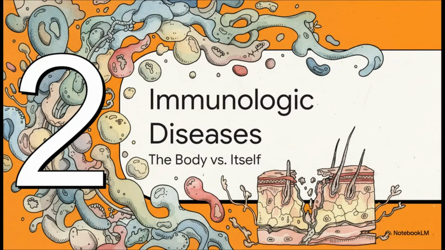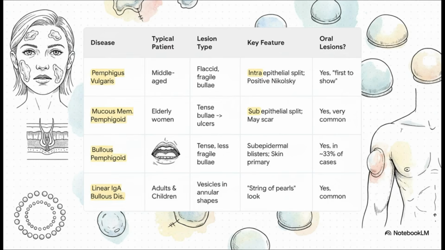All right, let's switch gears to our second category. In this group, the problem isn't some virus from the outside. Nope, here the enemy is coming from within. We're talking about autoimmune diseases, where the body's own immune system gets confused and starts attacking the very proteins that hold our skin and mucous membranes together. And the result? Blistering. So this table sums up the big 4 autoimmune blistering diseases.